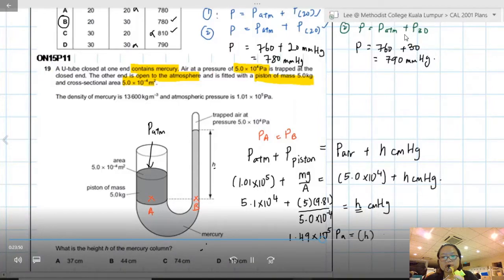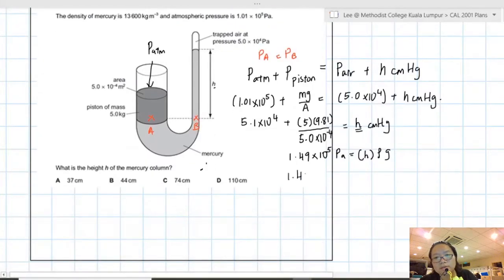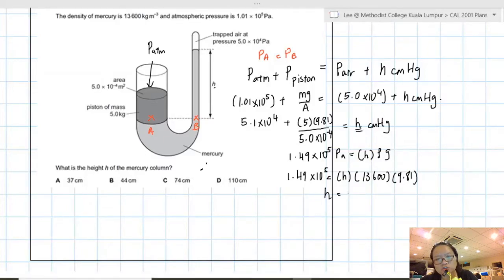To convert my cm mercury to Pascal, I'm just going to use H rho g. So H height of 13600 mercury will give me this much pressure. Find H. Okay, so this will be 1.12 meter. This is 112 cm, so take the closest answer.